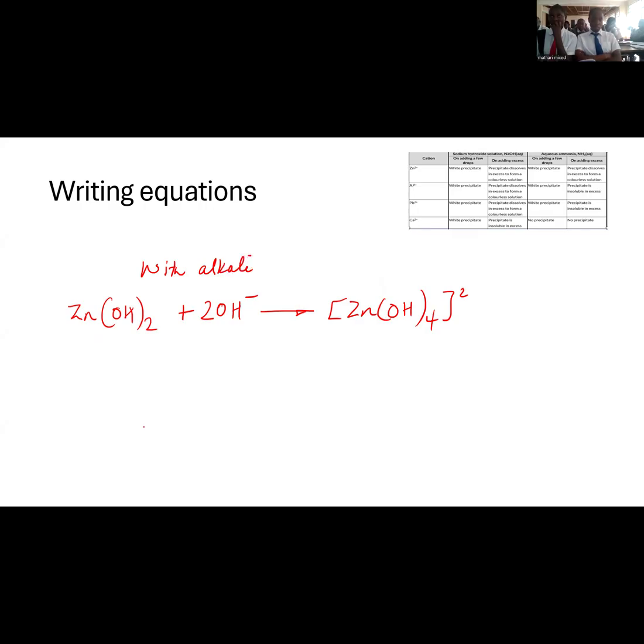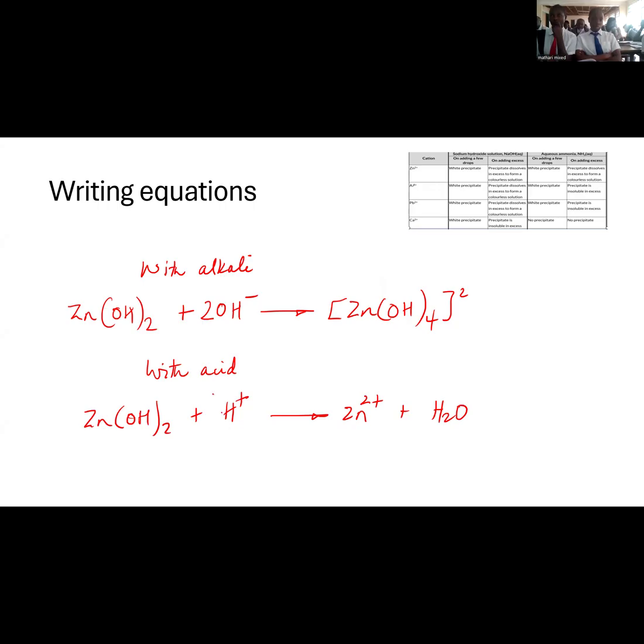That's with an alkali. What would happen with an acid? Well, with an acid, it's much easier. We get ZnOH2 plus an acid, H plus, and I get zinc ions and water.